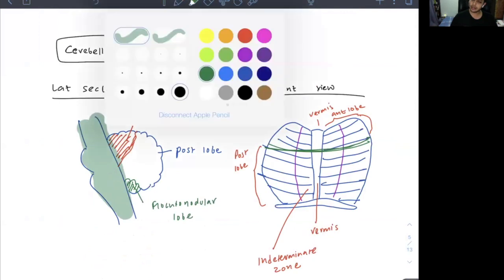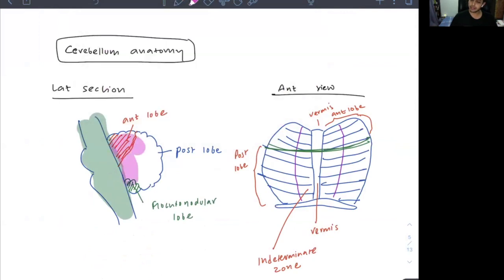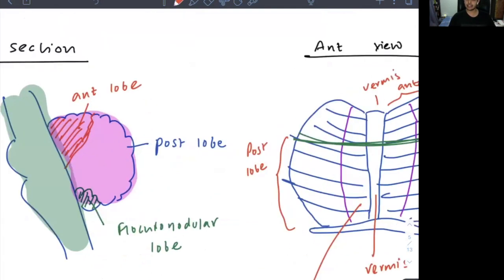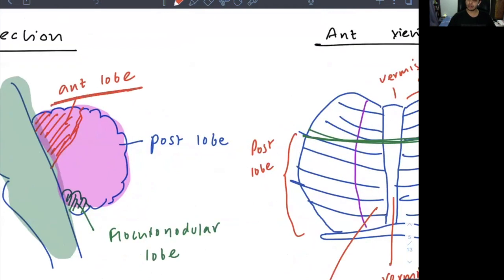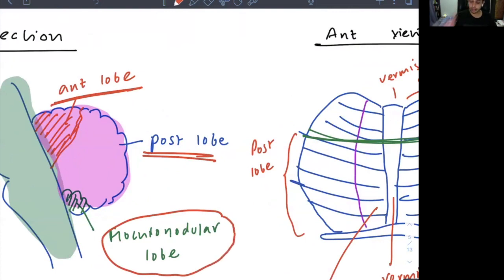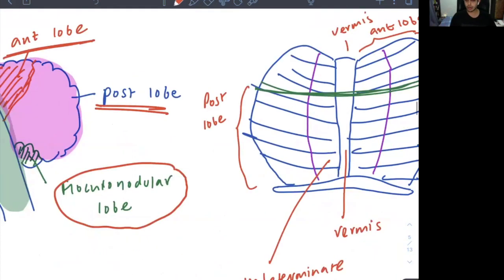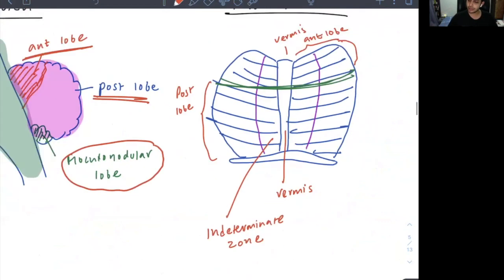Okay, and this is the cerebellum behind the brainstem. And in the cerebellum, as you can see, there is an anterior lobe, there is a posterior lobe, and there's something called the flocculonodular lobe. Now, in this, the flocculonodular lobe is more phylogenetically ancient.